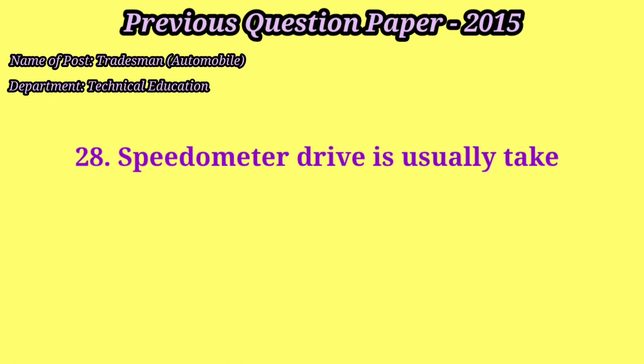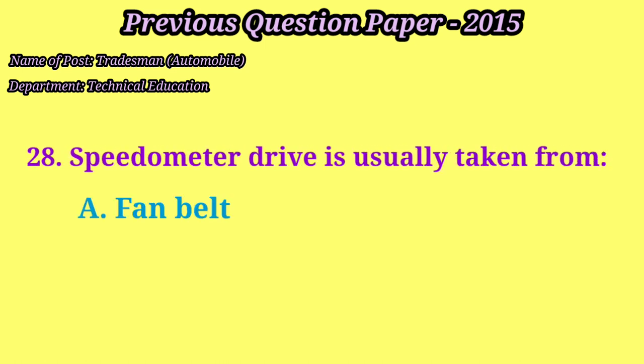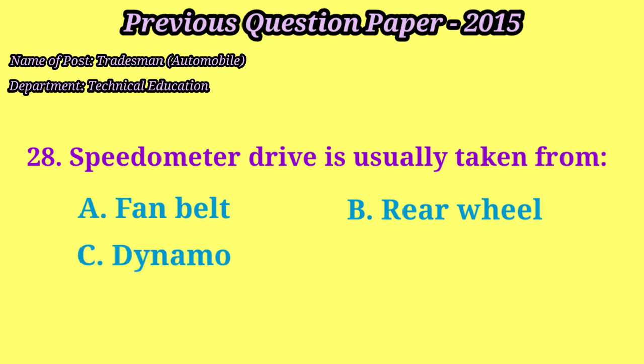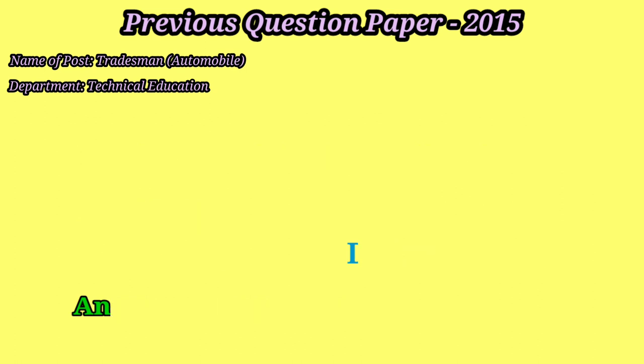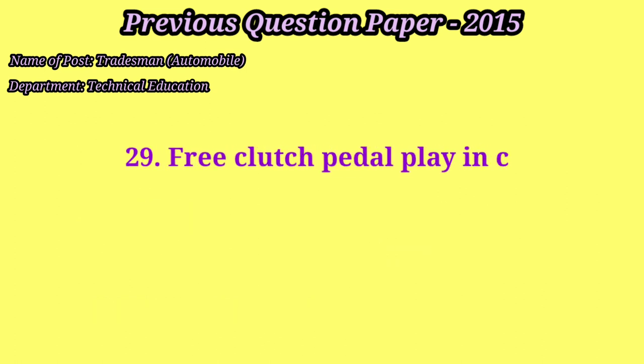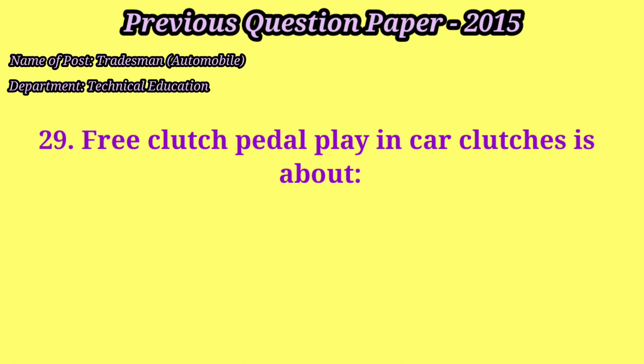28. Speedometer drive is usually taken from: A. Fan belt. B. Rear wheel. C. Dynamo. D. Front wheel. Answer: Front wheel.